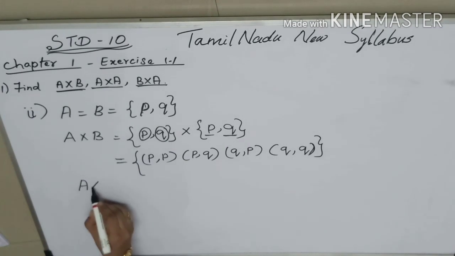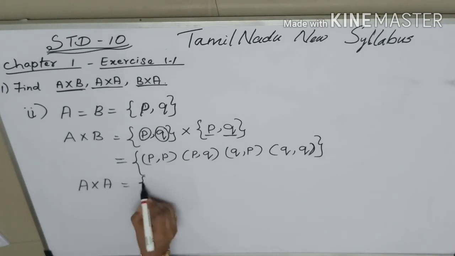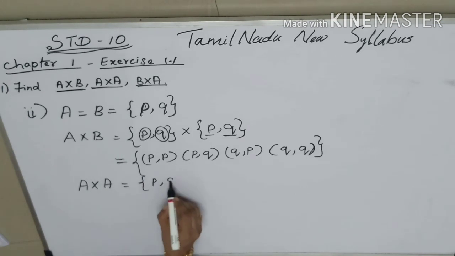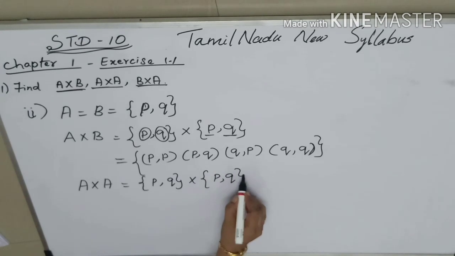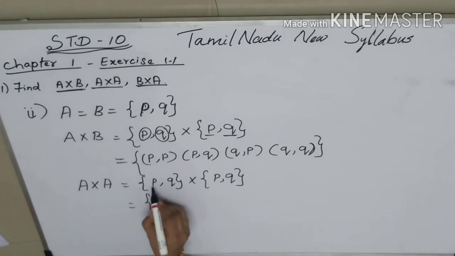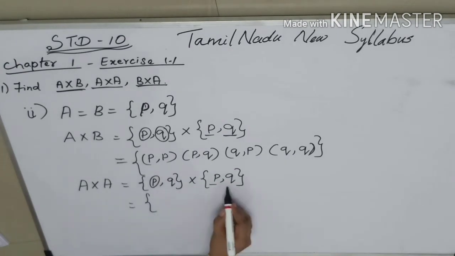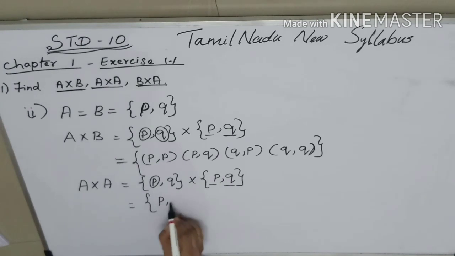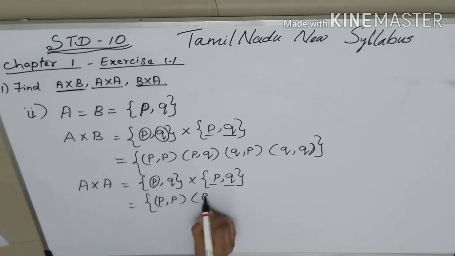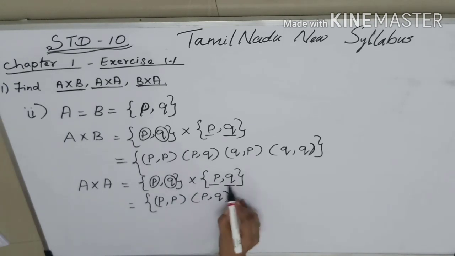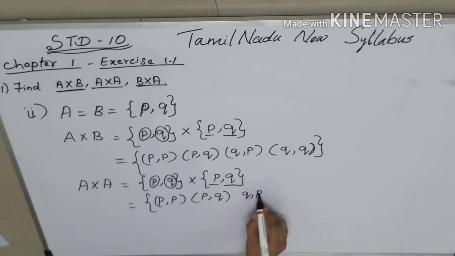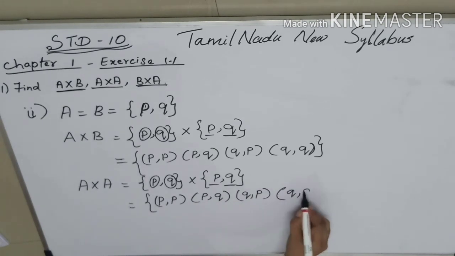The next part is A cross A. So A cross A is, write your A, {p, q}, cross again A only you will have to write. So again it is {p, q}. So which is equal to, now open your set bracket, write your ordered pairs. First element in this A joining with these 2 elements in A. So it is p comma p, then p comma q. Next, second element in A joining with these 2 elements again. So q comma p, q comma q. So with that your answer is done.